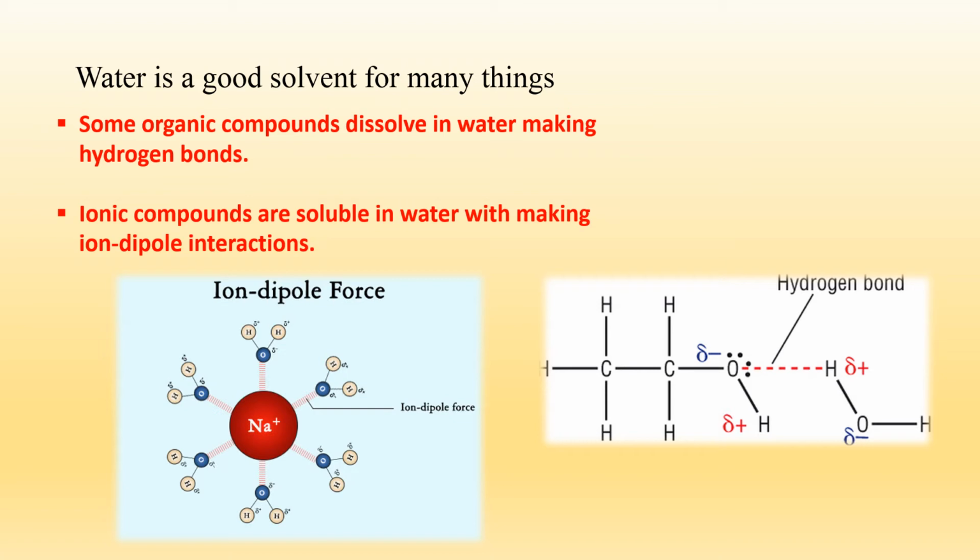In the second picture you can see alcohol making hydrogen bonds with a water molecule. The oxygen atom's electron pair interacts with the partial positive charge of hydrogen. In this picture you can see how hydrogen bonds form in alcohol.